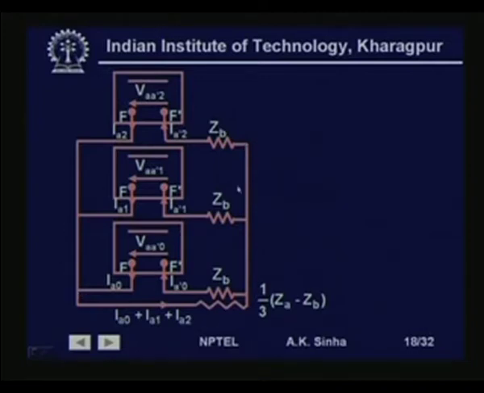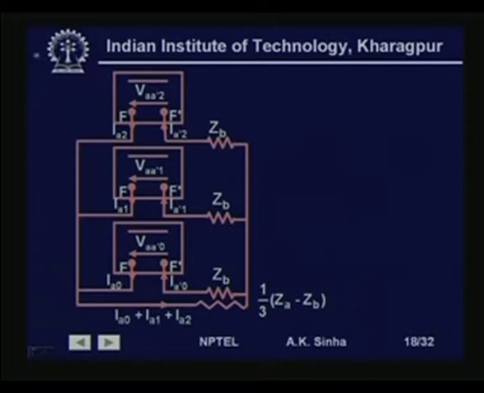We also see that this current is flowing, this is I A 2, I A 1 and I A 0 flowing through this impedance 1 by 3 Z A minus Z B, and this is equal to this voltage, which is the same as this voltage. So, this is the circuit that we get in case of this system where we have a Z A in phase A and Z B in phases B and C respectively. So, this is the sequence network connection that we are getting.